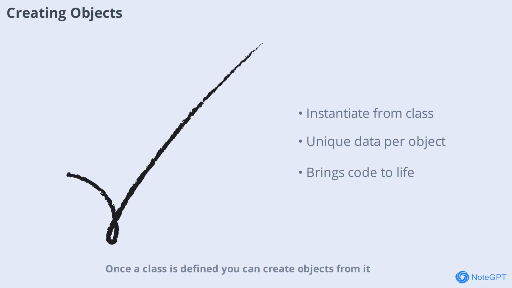Once a class is defined, you can create objects from it. Each object is a unique instance with its own data. For example, if you have a car class, you can create multiple car objects, each with different colors or models. Creating objects is how you bring your OOP designs to life, allowing your program to interact with real-world concepts.